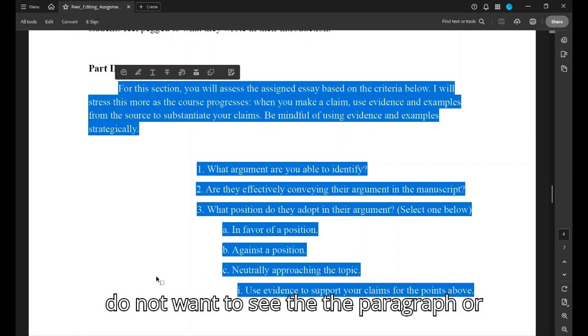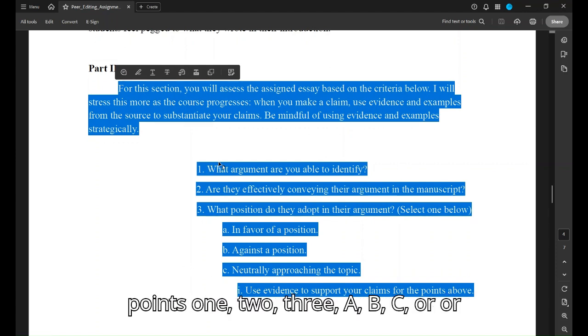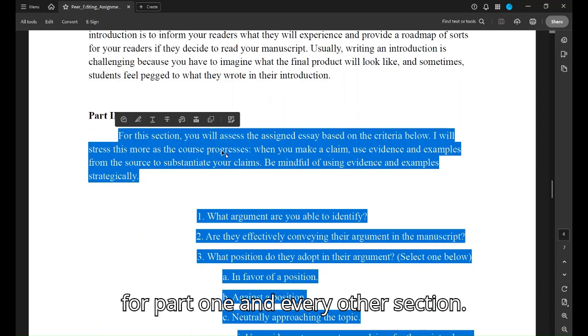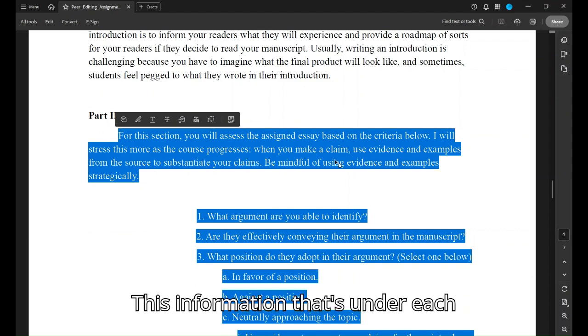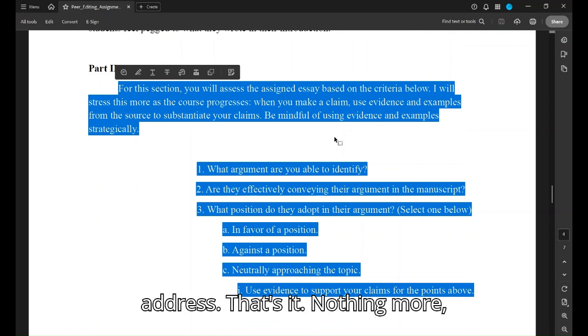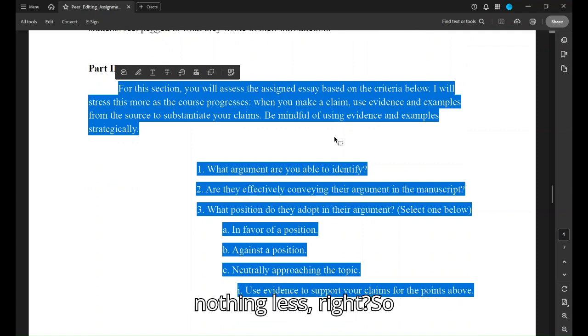Right, because I do not want to see the paragraph or points one, two, three, A, B, C, or the letter I, and the same thing goes for part one and every other section. This information that's under each section is there for you to be able to address. That's it. Nothing more, nothing less.